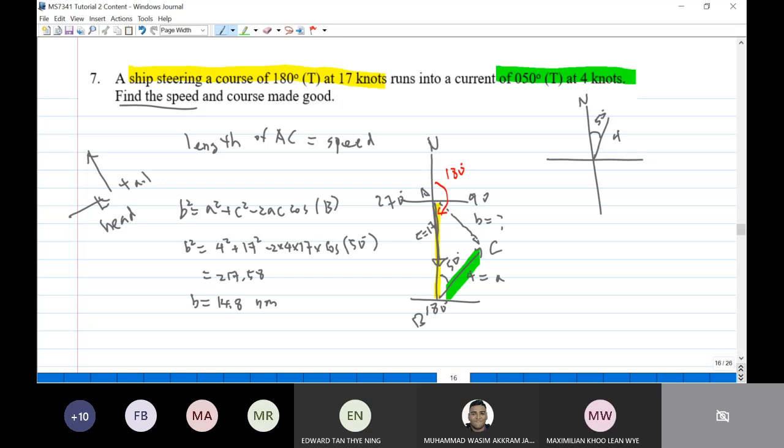All right, then I need to find out what is the course made good. So I need another picture to show you the course made good there. Okay, so let me take the picture of this thing.